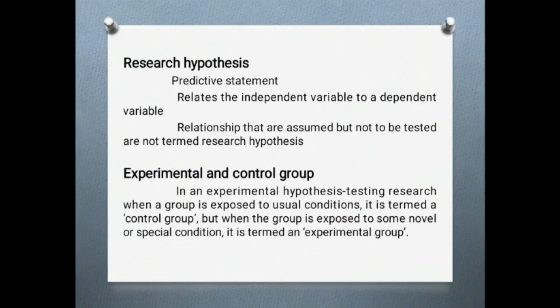Research hypothesis. A predictive statement that relates the dependent variable to the independent variable. Relationships that are assumed but not to be tested are not termed research hypotheses. Experimental and control group. In an experimental hypothesis testing research, when a group is exposed to usual conditions, it is termed a control group. But when the group is exposed to some novel or special condition, it is termed an experimental group.